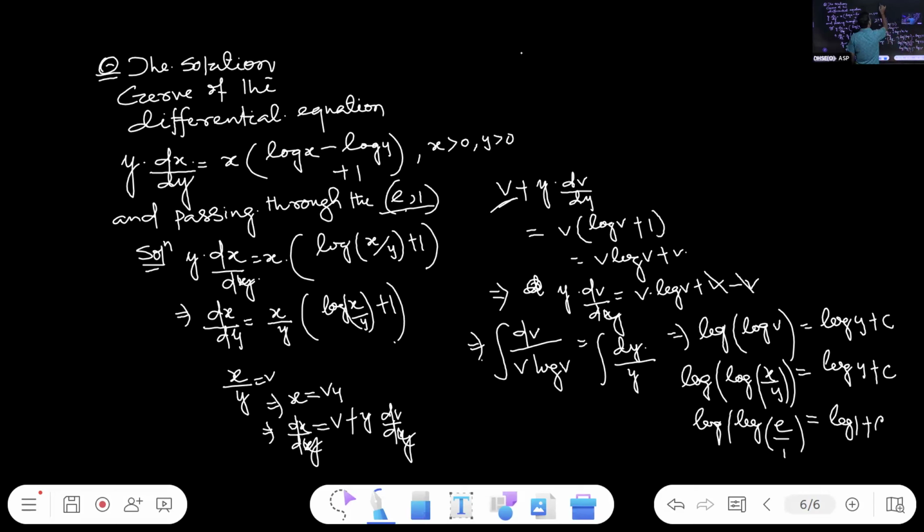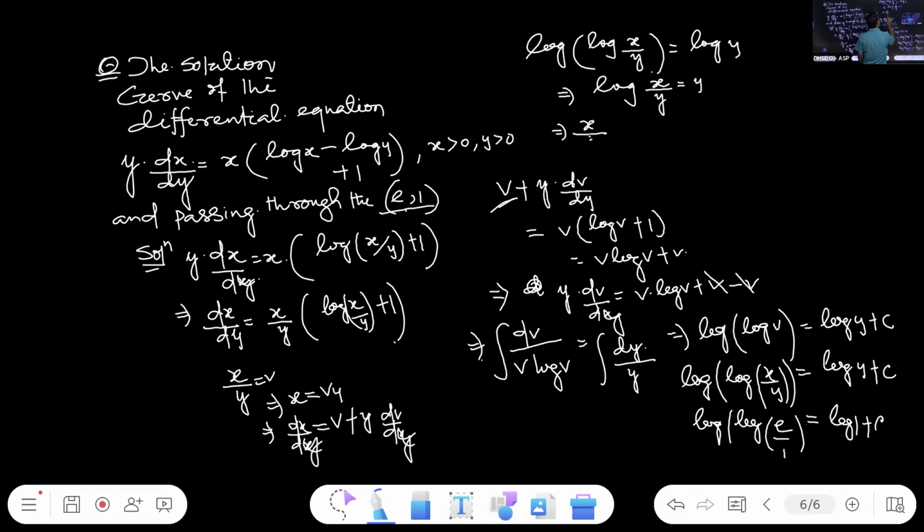So log of x by y is equal to log y. So log of x by y is equal to y. This implies x by y is equal to e raised to the power y. x is equal to y into e raised to the power y.